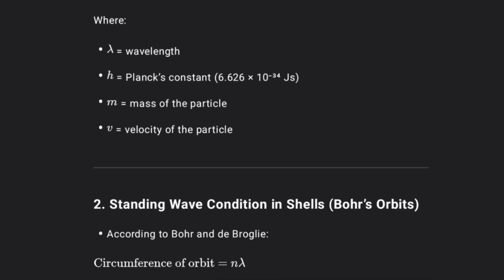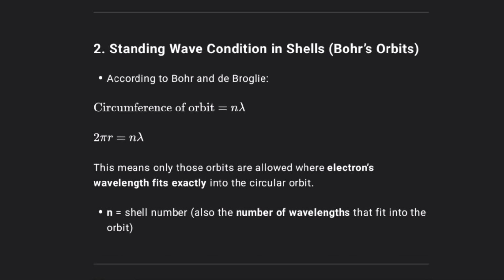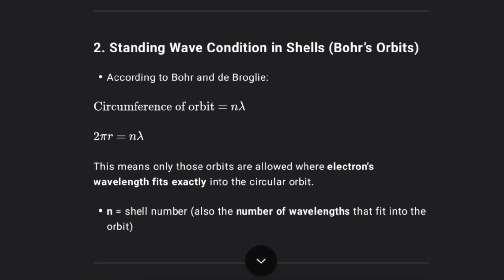2. Standing wave condition in shells, Bohr's orbits. According to Bohr and de Broglie, the circumference of the orbit equals nλ, so 2πr equals nλ. This means only those orbits are allowed where the electron's wavelength fits exactly into the circular orbit. n equals shell number, also the number of wavelengths that fit into the orbit.